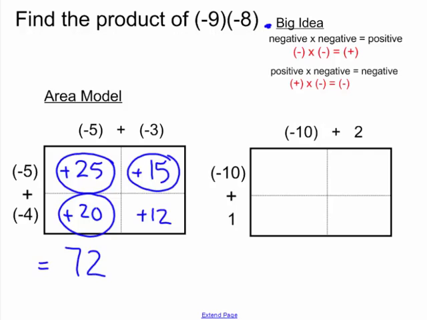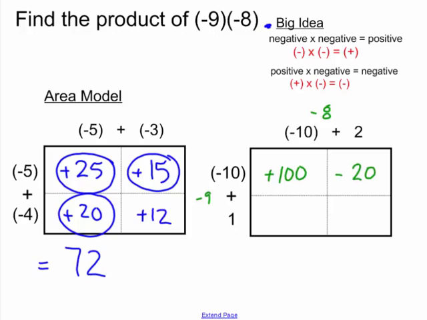So let's move over to the second example here. You'll notice I broke this up a little differently. I expressed negative 8 as a combination of negative 10 plus 2, and the negative 9 as negative 10 plus 1. That gives me some more flexibility in finding friendly numbers. So a negative 10 times a negative 10 is a positive 100. A negative 10 times a positive 2. Now I have to be careful here. I'm using a different big idea. A negative times a positive should end up being a negative.